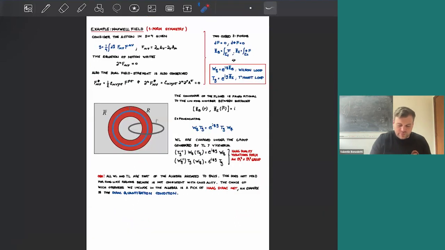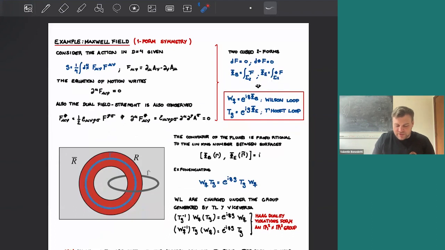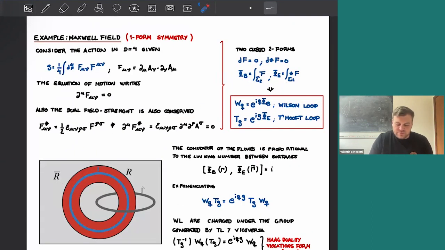So let me do a more clear example, maybe. This is the case of the one-form symmetry in the Maxwell free field theory. We take a Maxwell field in 4 dimensions. We take the action of the free theory. And it has an equation of motion that implies that the divergence of F mu nu should be 0. And also the dual field strength, namely the operator we obtain acting with the Levi-Civita tensor over F, is also conserved due to symmetry. Then we have two forms in the theory.